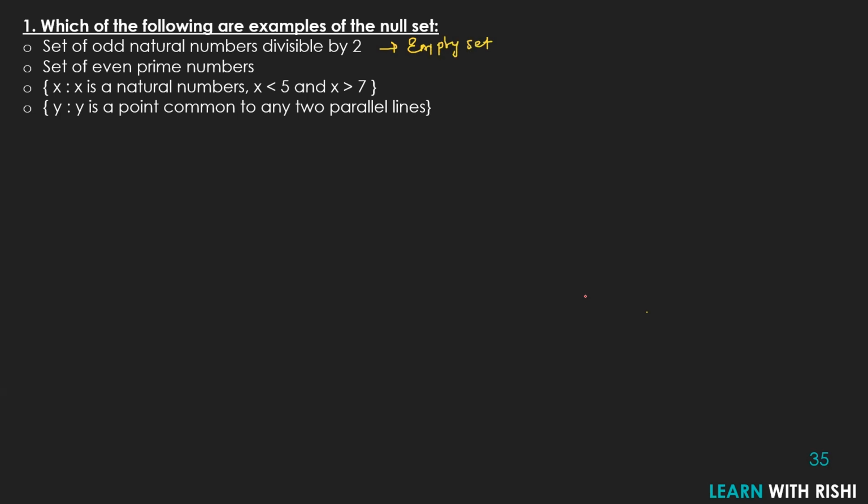Second, set of even prime numbers. We know set of even prime numbers includes one even prime number, that is 2. So this is not an empty set. It is a singleton set. Let us move to the next question.